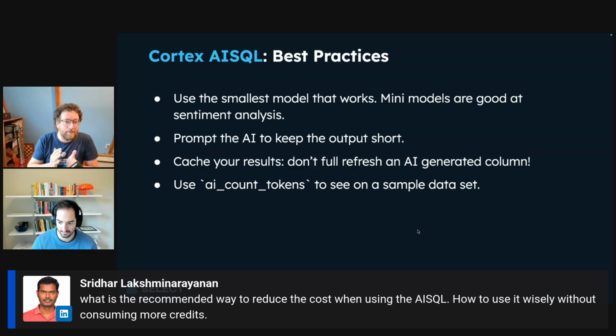Another way is to prompt the AI to keep the output short. So let's say it's analyzing a bunch of articles. You have loaded records from a particular publisher, and it has every article from a publisher as a column in your database. You could say, summarize these articles, but you would say, please keep it to less than 40 words. Now you've kept the output tokens very small. So you prompt the AI to keep it short.